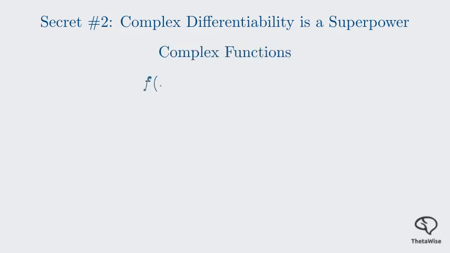Let's say we have a complex function f of z, where z is x plus iy, and we can write the function itself as u of x and y plus i times v of x and y. So u is the real part and v is the imaginary part. For this function to be differentiable at a point, its real and imaginary parts must be in sync. The Cauchy-Riemann equations are the mathematical expression of this synchronization.